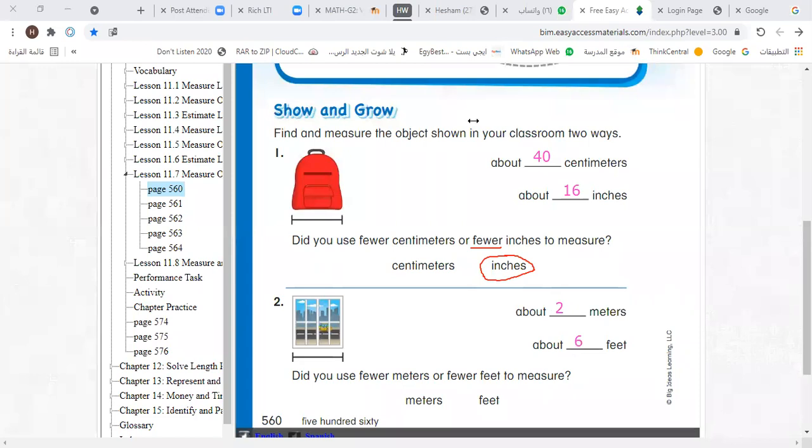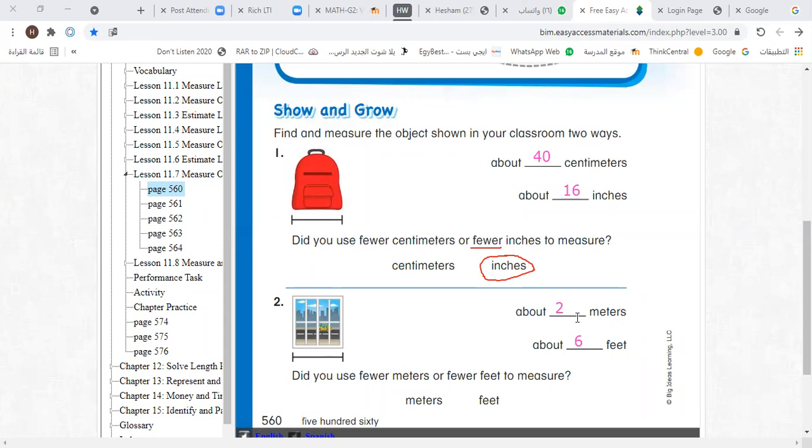Who can answer? I'll choose now this super one whose name is Omar Mahmoud. Omar, how are you? Hello, Omar. Yes, Mister. Omar, did you use fewer meters or fewer feet to measure? Which one is fewer? Here feet. 2 meters, here 6 feet.